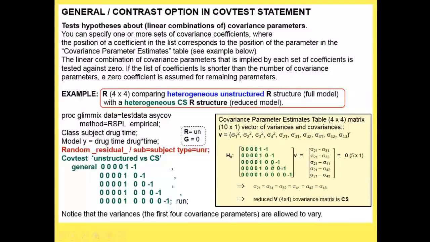And then it goes sigma 2 1 minus sigma 4 1, and so on. So if I take this matrix and multiply it by this vector of the variance covariances, I wind up getting a statement about my null hypothesis. And the statement is that these, in this case, 5 sets of parameters are all equal to 0.